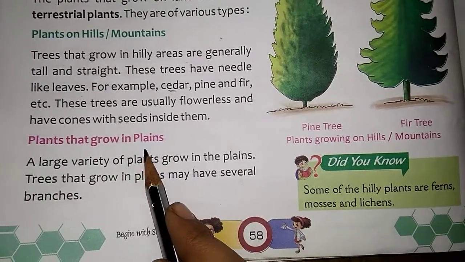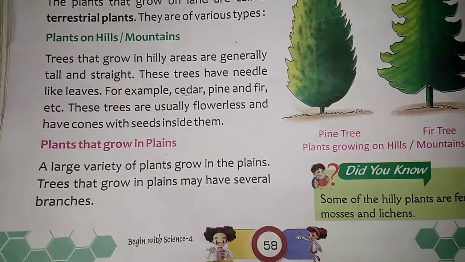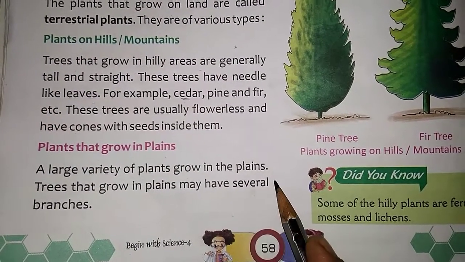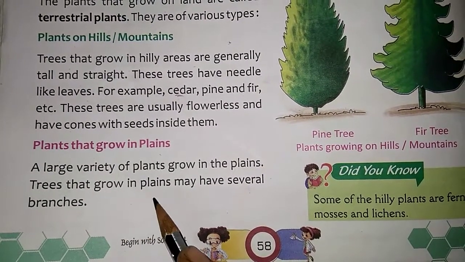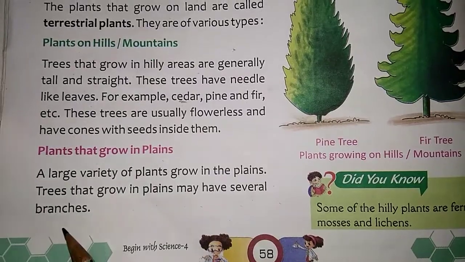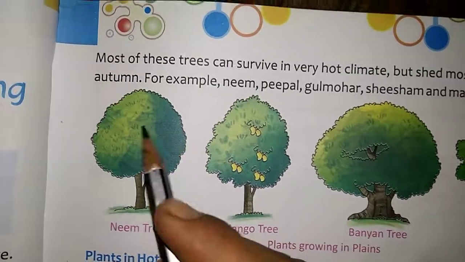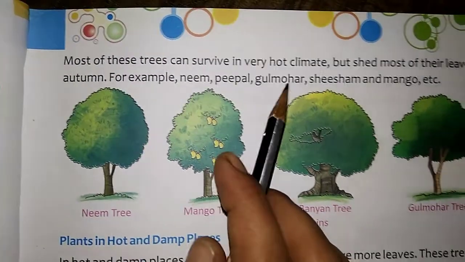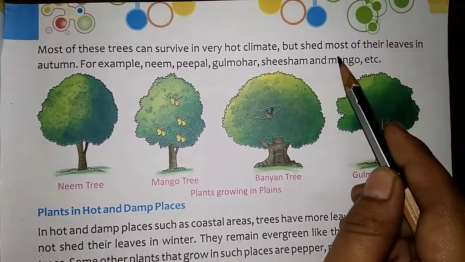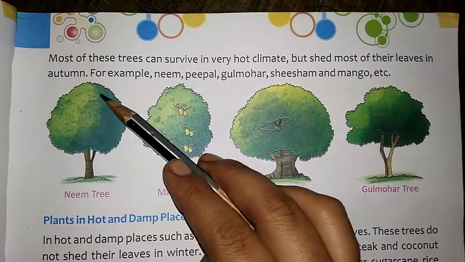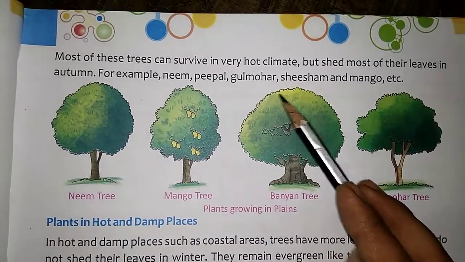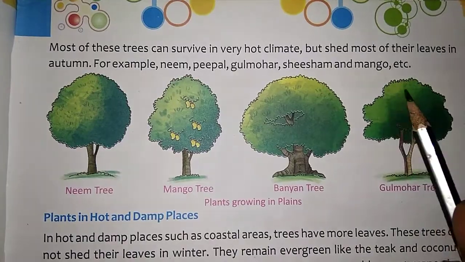Plants that grow in plains. A large variety of plants grow in the plains. Trees that grow in the plains may have several branches. Most of these trees can survive in very hot climate, but shed most of their leaves in autumn. For example, neem, peepal, gulmohar, shisham and mango, etc.